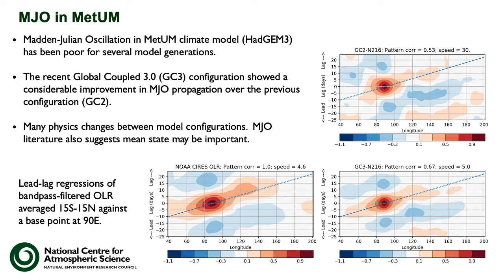And so the aim of this analysis was to understand why we've seen this improvement in the MJO, and to understand whether the physics changes that were made between GC2 and GC3, and there were many physics changes, contributed to an improved representation of the MJO, either directly by modifying something about the convective physics in the model, or indirectly by changing the basic state. And some results recently from literature suggest that the basic state can be just as important, if not more important, than the physics for the MJO.